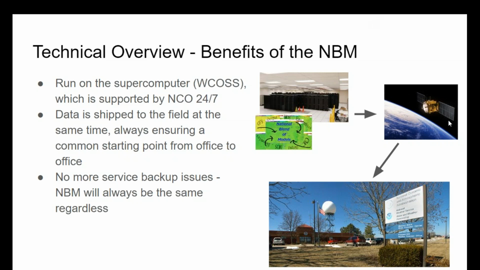Data from the NBM is shipped from the supercomputer through to the SBN, and then down to your office or forecast center, all at the same time. So we are all receiving it at the same time, ensuring a common starting point from office to office. And another beauty about all this is that we can have no more service backup issues with respect to applying the common starting point, because right now, if you try to go into service backup, there's no way that you can have a common starting point that's consistent with your neighbors, because we don't have, for example, bias corrected data sets.